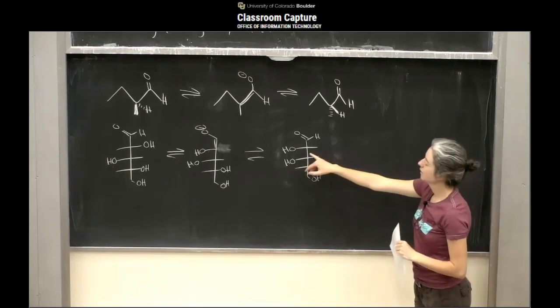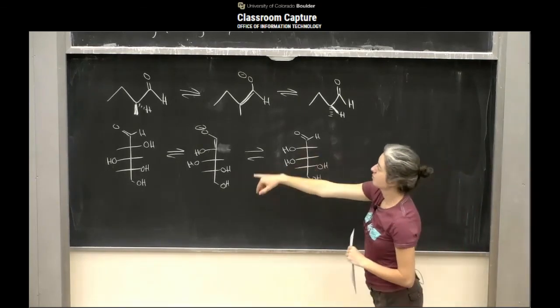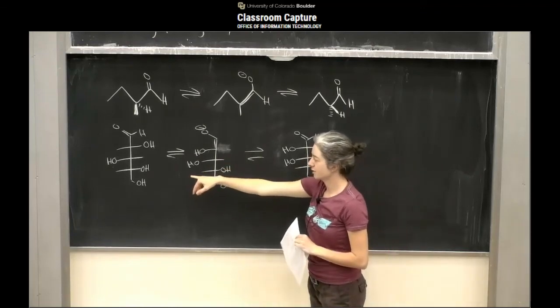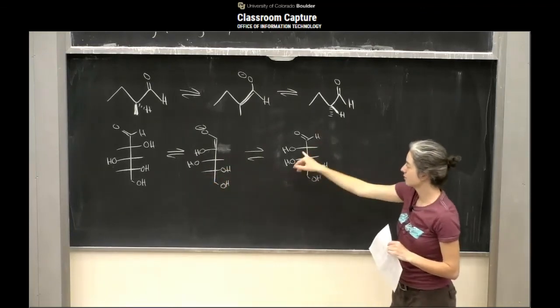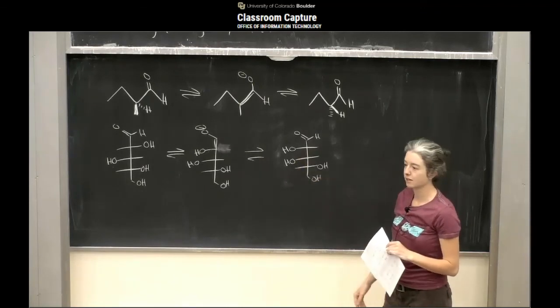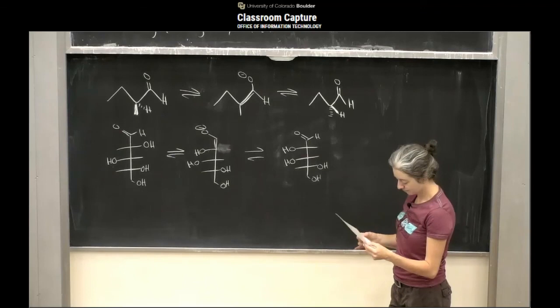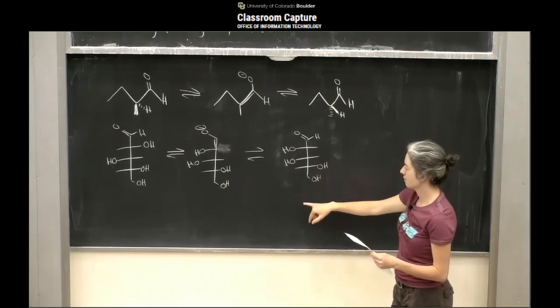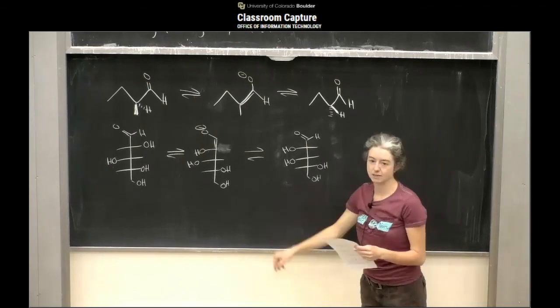Okay, so on top of all the Fischer projection and Haworth projection stuff we have to worry about, the Fischer projection itself is not necessarily going to be locked in stone, because some of the stereocenters on this chain can actually flip to their opposite. Okay, so we're going to cover this and something else that can happen as a complication more next time.